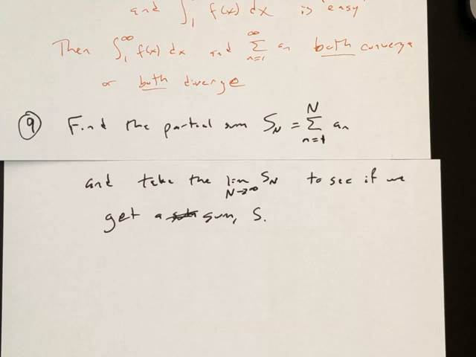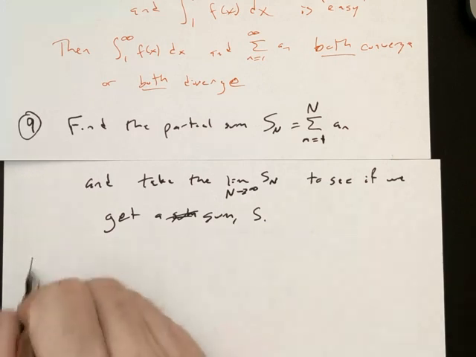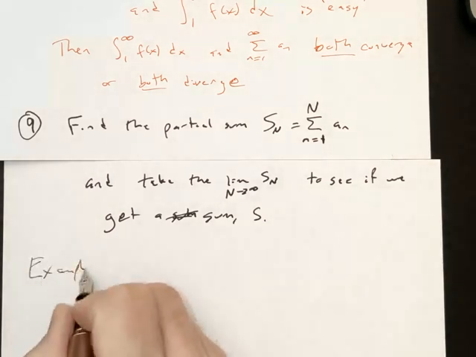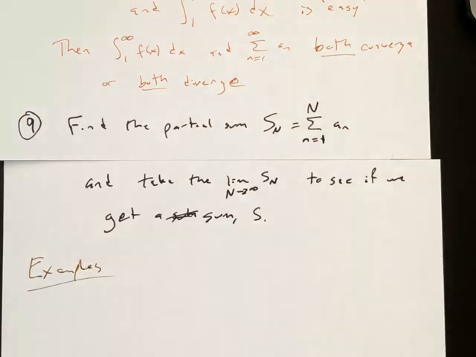As with our integrals, which test we tried depended on what the integral looked like. Well, now what test I try depends on what this series looks like. And that means it's time to do a crap ton of examples so we can see what we should be trying.